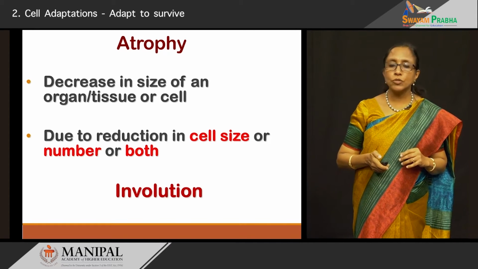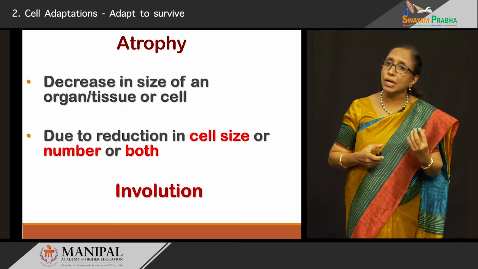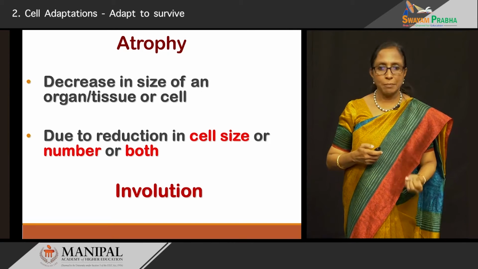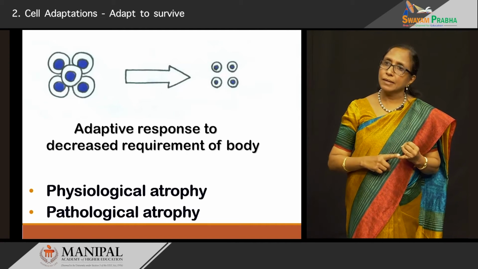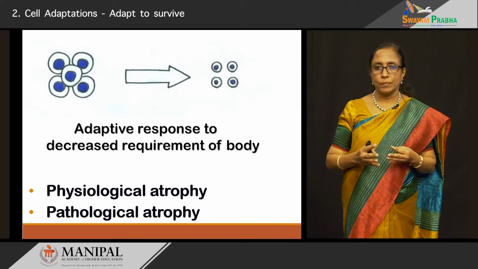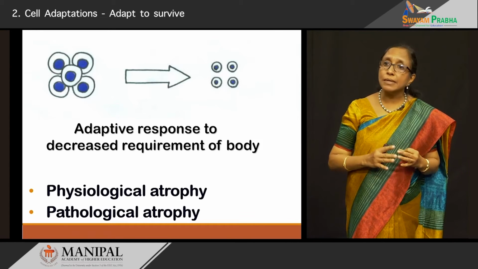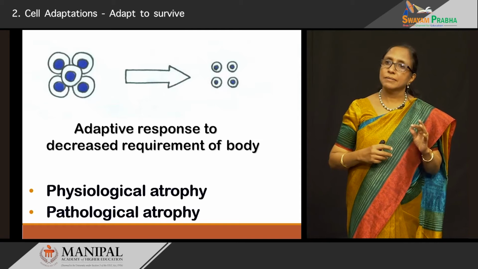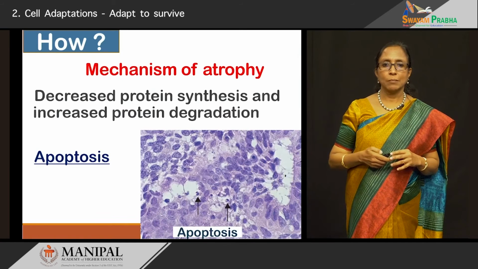Another word that we also use is involution. When we talk of an organ that has reduced in size or shrunken in size, we use the word involution also. So, that is another term to remember. Now, coming on to actually what it is, as I said, it is decrease in the size of the organ, decrease in the size of the cells, and maybe both. And again, it is an adaptive response, an adaptation to decreased requirements in the body. When we have atrophy, it can be seen either in physiological conditions or in pathological conditions. So, we will look at some of those now.